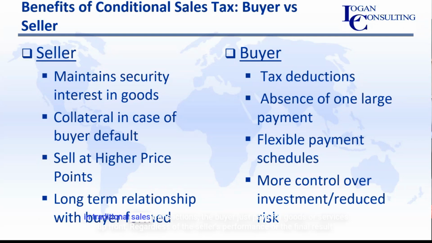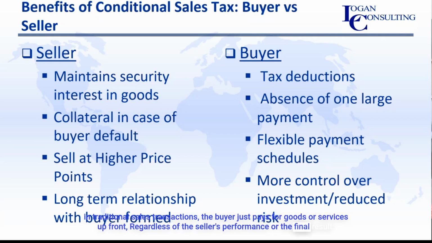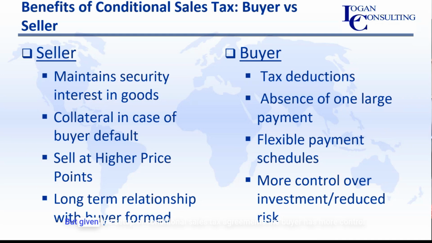In traditional sales transactions, the buyer just pays for goods or services up front, regardless of the seller's performance or the final result. But given the setup of conditional sales tax agreements, the buyer has more control by tying in performance metrics. The buyer and seller should have aligned motivations. Are there any questions with that?